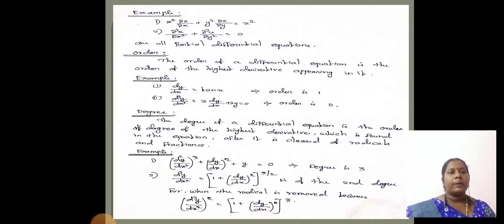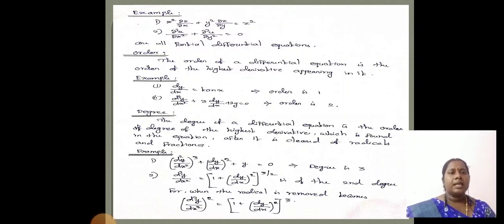Example 2. dou square u by dou x square plus dou square u by dou y square equal to 0. In this example also we have two independent variables x and y and two partial derivatives, dou square u by dou x square and dou square u by dou y square, exist. So this is a partial differential equation.